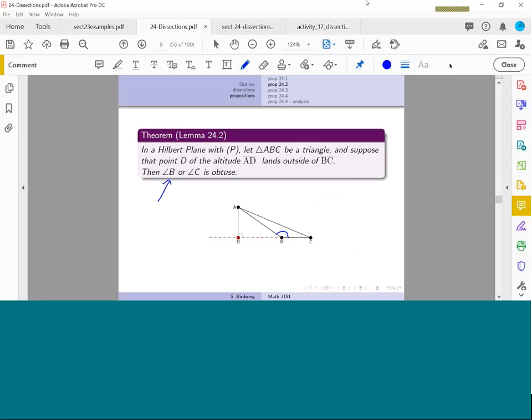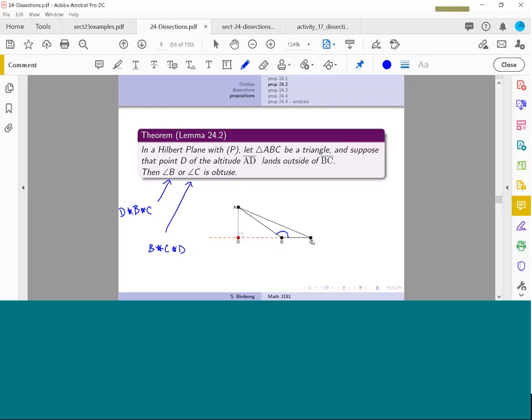If B is the one in the middle, angle B is the obtuse angle. If C is the one in the middle, angle C is the obtuse angle. Please note you can have at most one obtuse angle in your triangle, so if you have this situation, you're guaranteed to have the obtuse angle at either B or C. If point D from your altitude is the same point as B, or the same as C, you actually have a right angle at point B or point C.